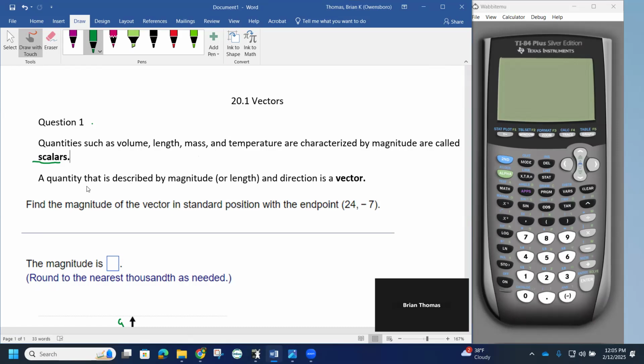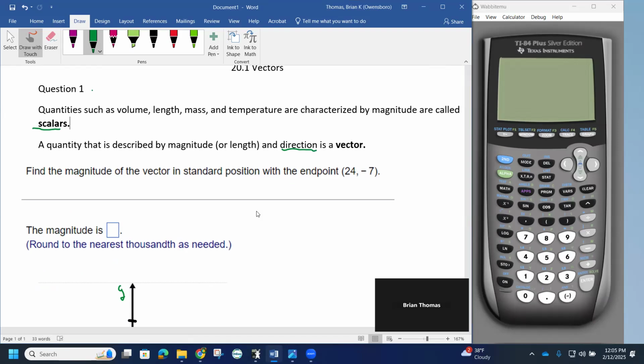Now, a quantity that is described by magnitude and direction is a vector. If we add this extra element of direction, this now becomes what's called a vector. So a vector has two things: a size, or a length, called magnitude, and then it's given a direction.